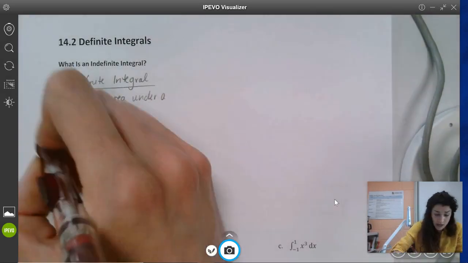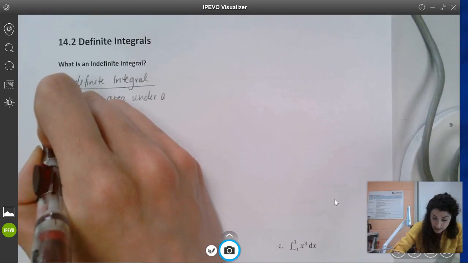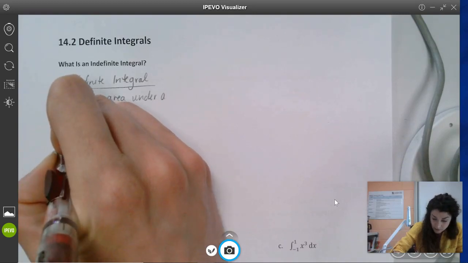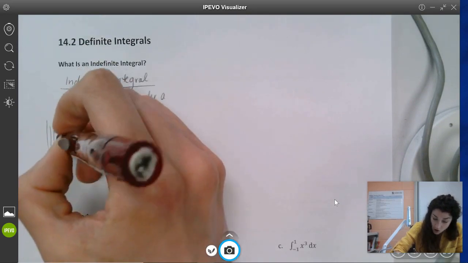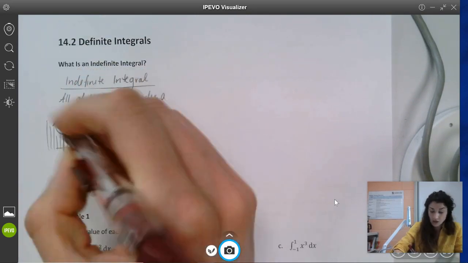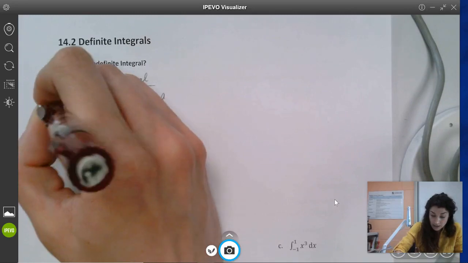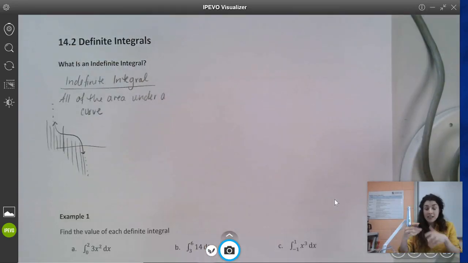So if I wanted to draw the idea of any kind of function, let's do a cubic that looks like this. It is all of the area underneath this curve. As it goes on infinitely, the area is infinite, all of this area, right? And so it is an infinite amount of area, so kind of hard to calculate.